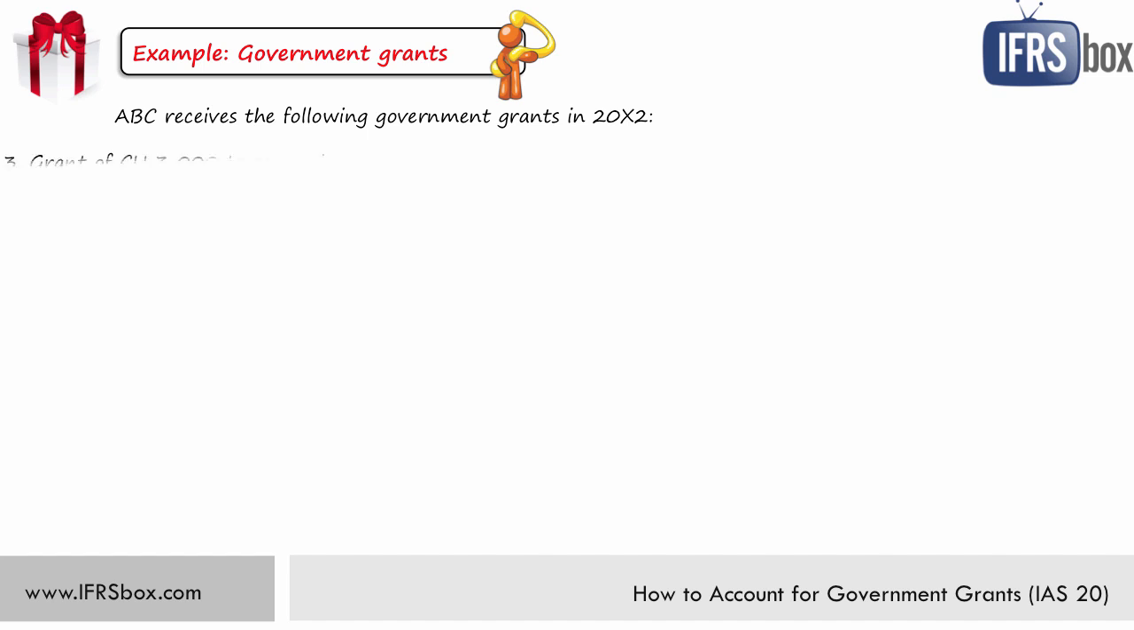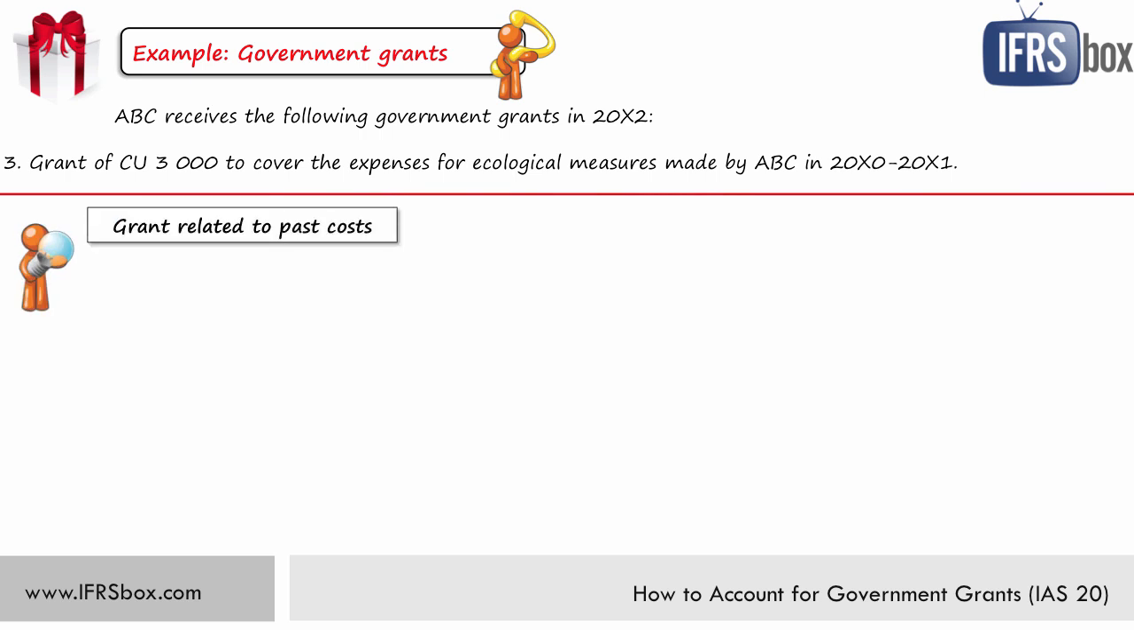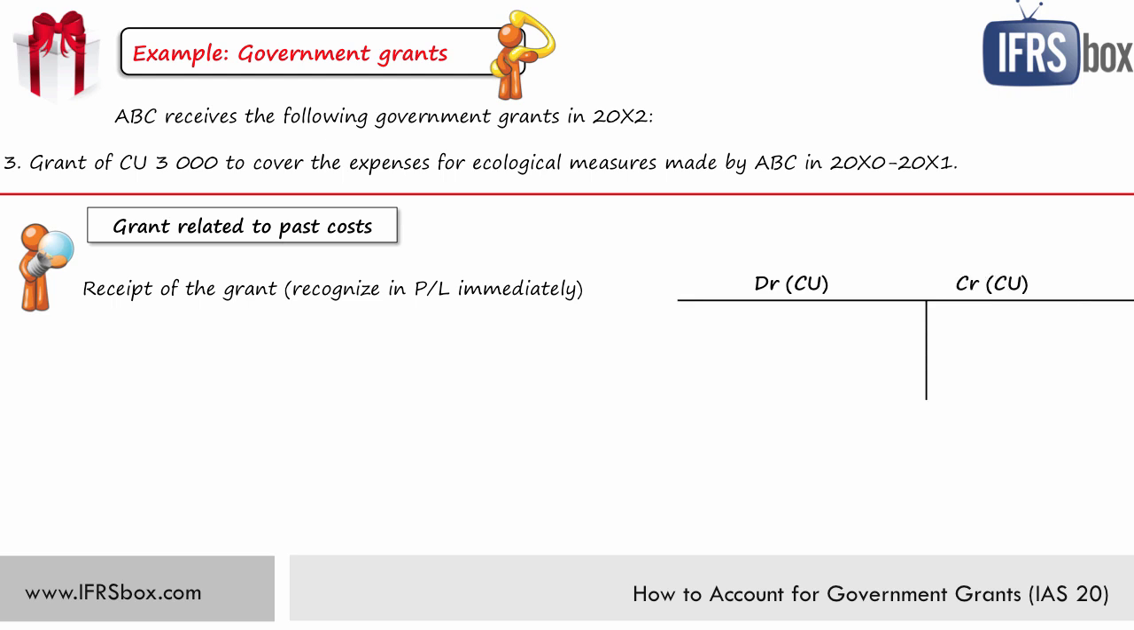Let's jump to grant number 3. Grant of 3,000 currency units to cover the expenses for ecological measures made by ABC in 20X0 to 20X1. Well, this one is easy because it's a grant related to past costs, and in this case, we can recognize the receipt of the grant immediately in profit or loss. Our journal entry is therefore debit cash with 3,000 currency units and credit profit or loss, income from government grant, with the same amount.